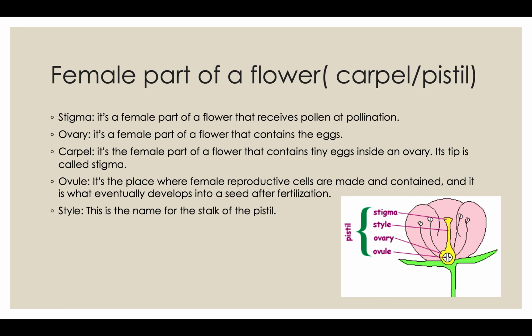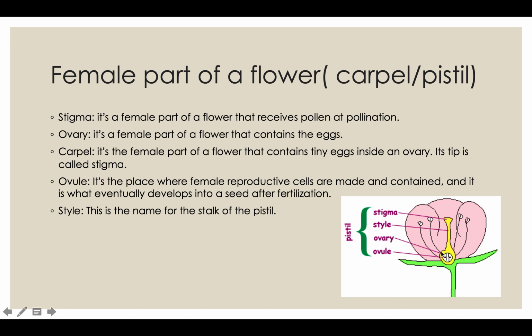Okay, let's talk about the female part of a flower, which is the stigma, okay? And there's a couple more. So the stigma is the female part of a flower that receives the pollen during pollination. The ovary is the female part of a flower that contains the eggs. The carpel is the female part of a flower that contains tiny eggs inside the ovary. Its tip is called the stigma.